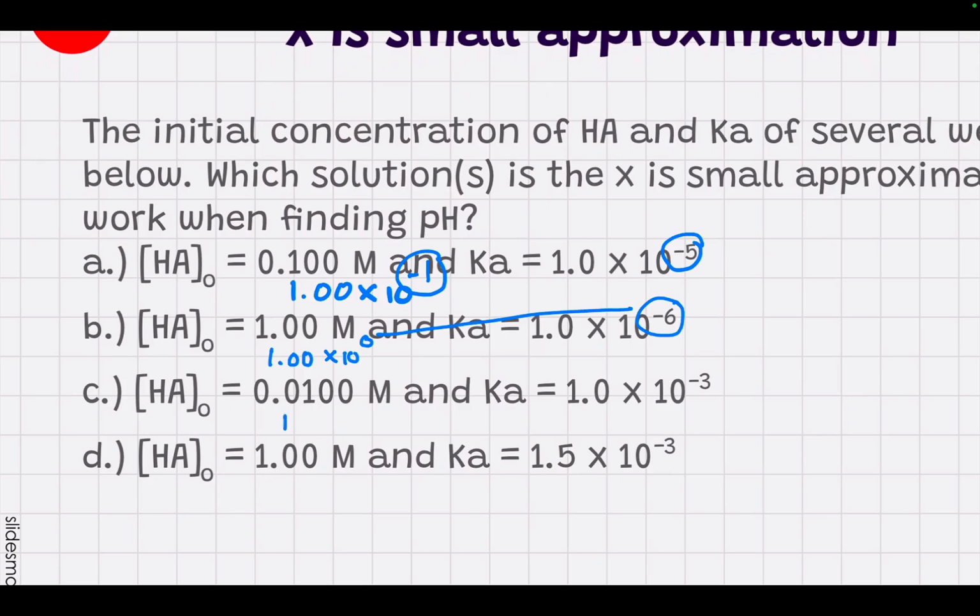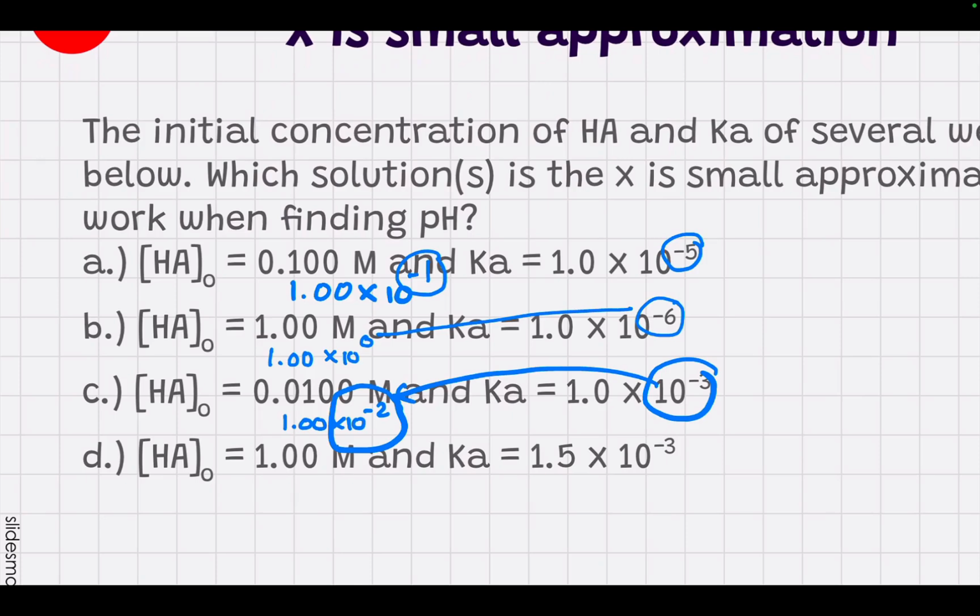This one here, if I write it in scientific notation, I get 10 to the negative 2 compared to 10 to the negative 3. These are only 1 order of magnitude, or power of 10, different. So this is a case where you wouldn't want to do the approximation. You would have to use the quadratic.